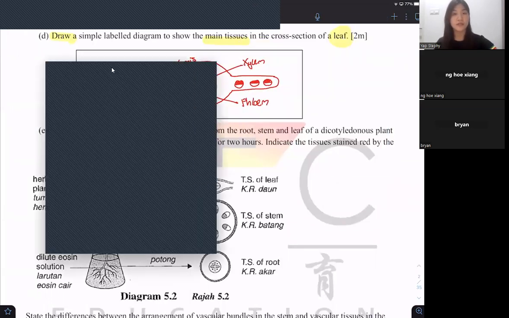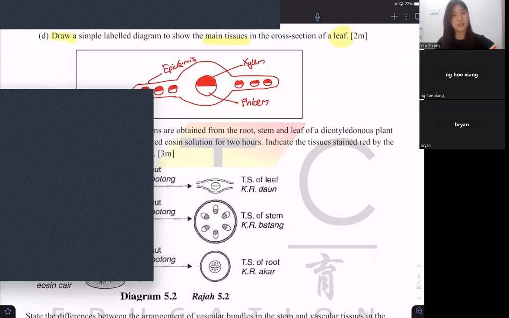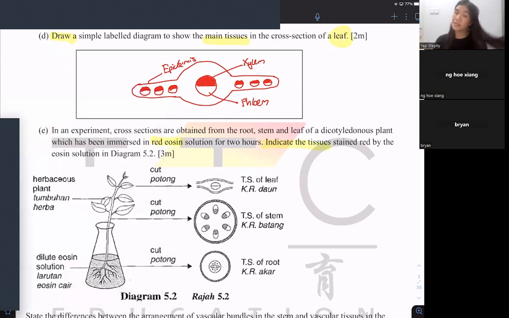Okay, for the next one, you all came to see. In an experiment, the cross sections are obtained from the root, stem, and the leaf of a dicotyledonous plant, which has been immersed in the red eosin solution for 2 hours. Indicate the tissue stained red by the eosin solution. Stained red means the eosin solution will pass through the tissue. So which tissue will stain red? Yes, very good. It is the xylem, okay?